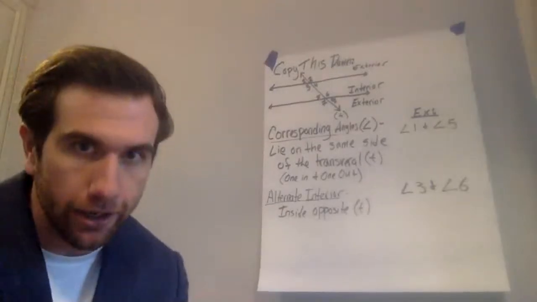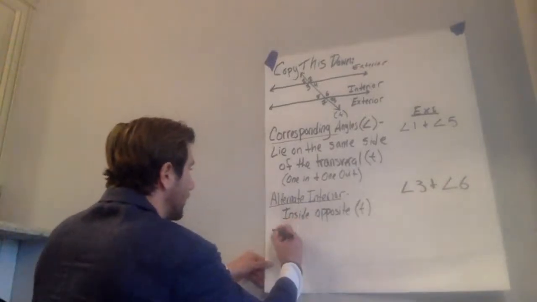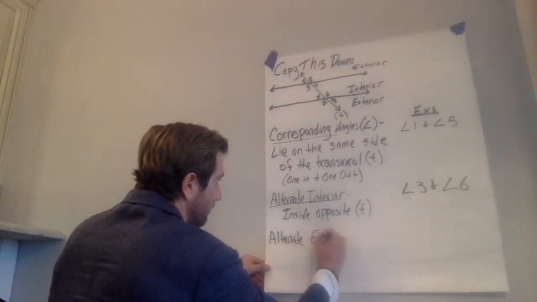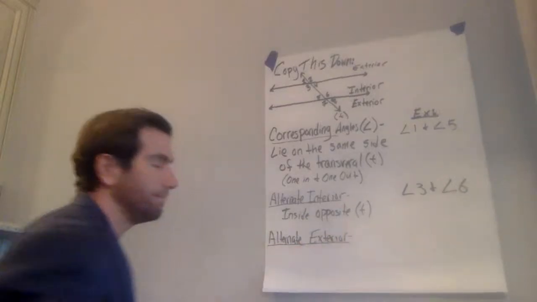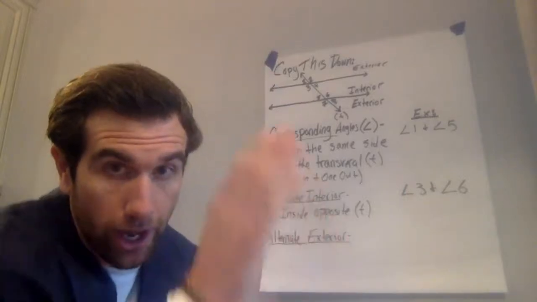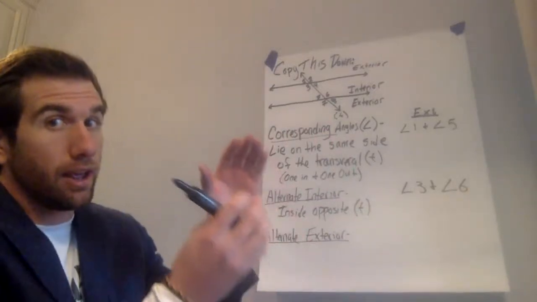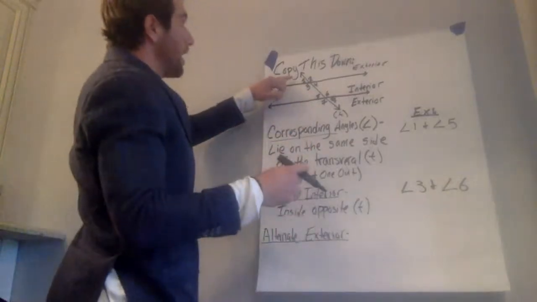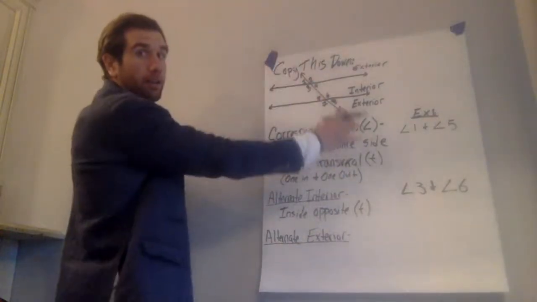So we have alternate interior. What else do you think we're going to have? Alternate exterior. And guys, guess what's going to be here? Legit the opposite. Alternate is opposite the transversal. So you're going on opposite sides of the transversal, but instead of going in, we're going to be where, guys? Outside. So what are the outside angles? It's between 1, 2, 7, 8, but it's opposite the transversal line.